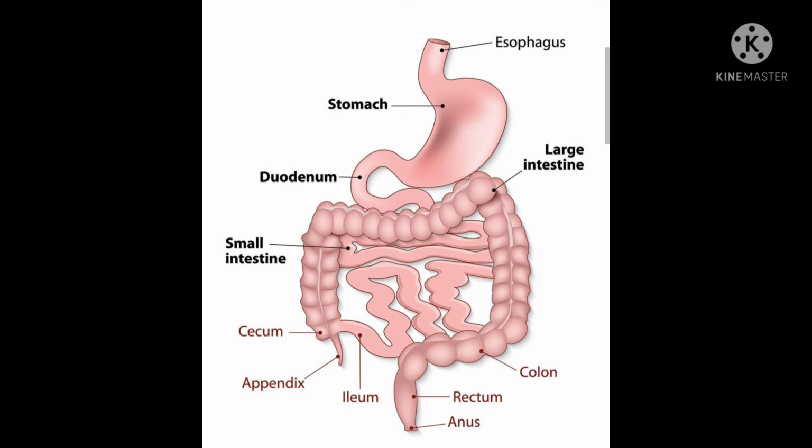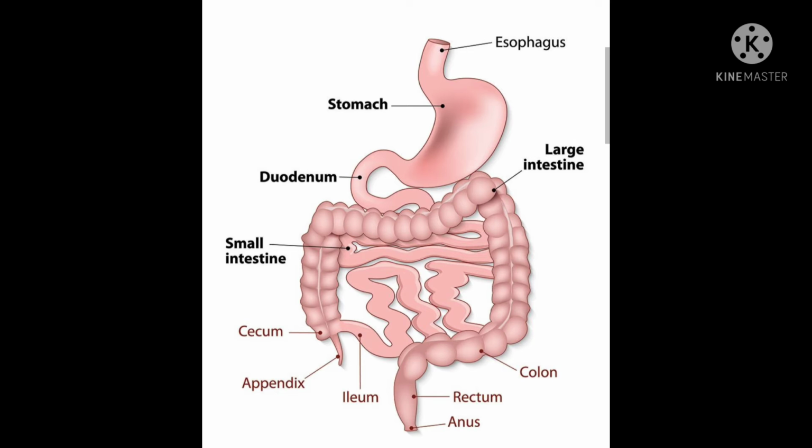Children, the next part is the small intestine. The small intestine is highly coiled and about 7.5 meters long. It receives secretions from the liver and the pancreas. Besides, its wall also secretes juices. The liver is a reddish brown gland situated in the upper part of the abdomen on the right side.